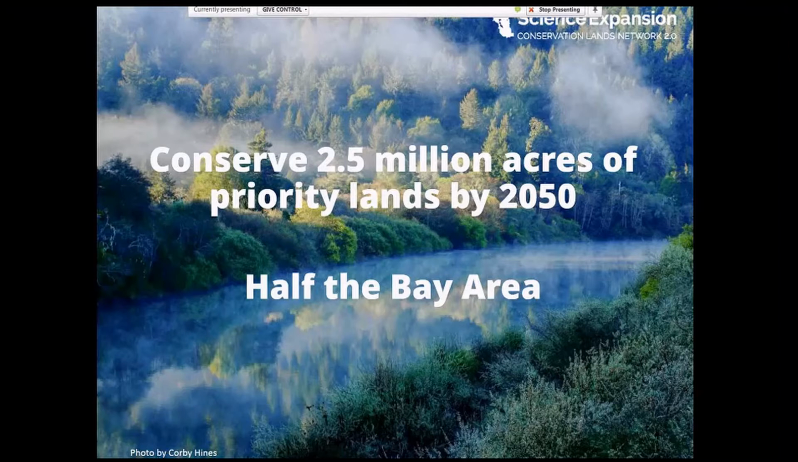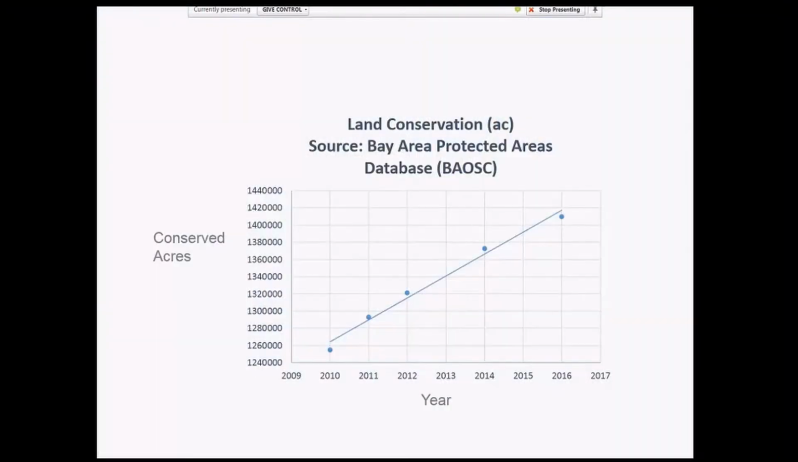So we can see this as a call to get our house in order over the next 30 years. And you may ask, is that doable? Is conserving 2.5 million acres doable? We want to argue that yes, it is. We've protected already 1.4 million acres, and so we need an additional 1.1. And by conserved or protected, we're not just talking about parks and preserves, but we're also talking about working lands and ranches with conservation easements.